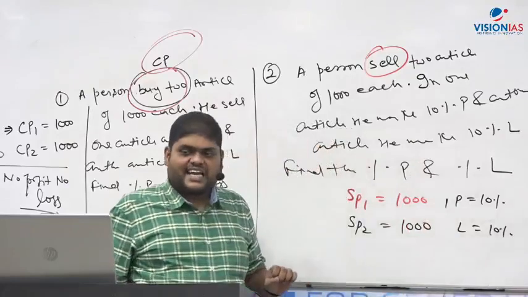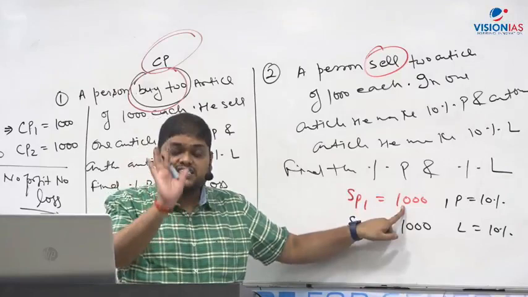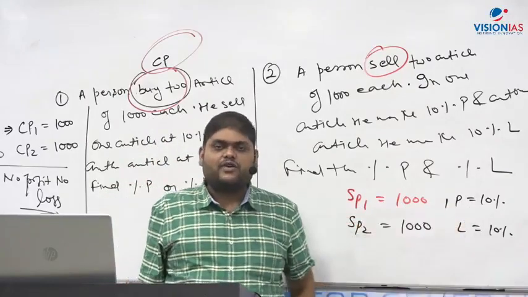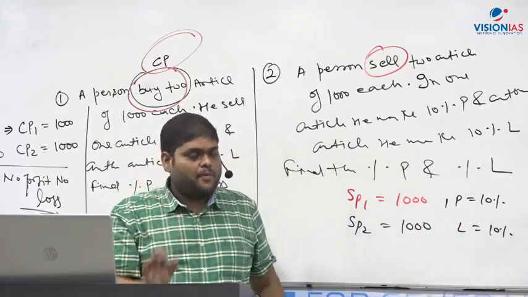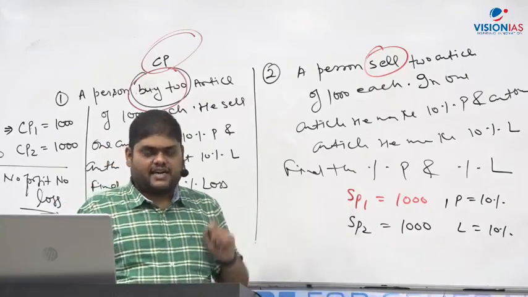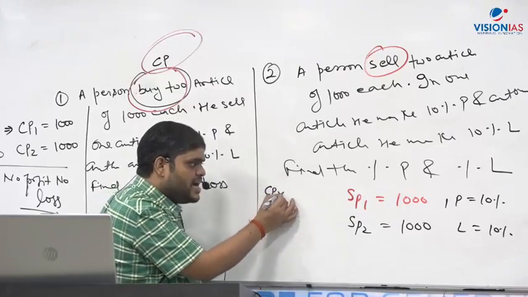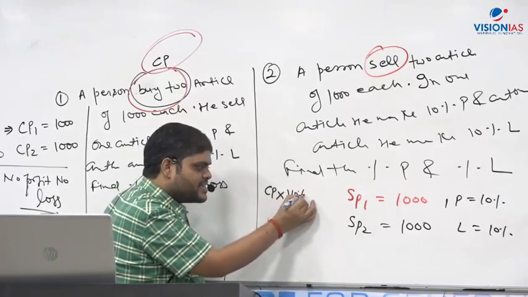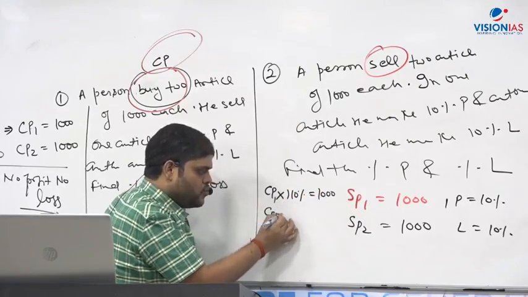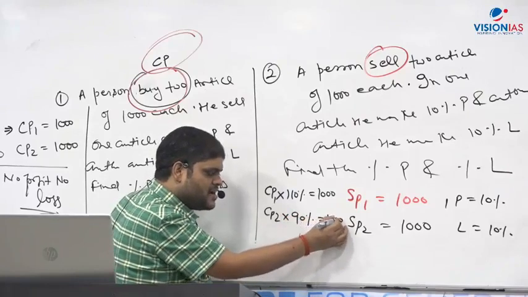So tell me, can we say that the profit will be 100? No, we can't say that. Why? Because profit or loss is always calculated on the cost price. But we don't have the cost price here. We have the selling price here. So you can calculate the cost price. Here for the profit it is 110%, SP is 1,000, and for CP2, a loss of 10% means 90%, and you can solve.